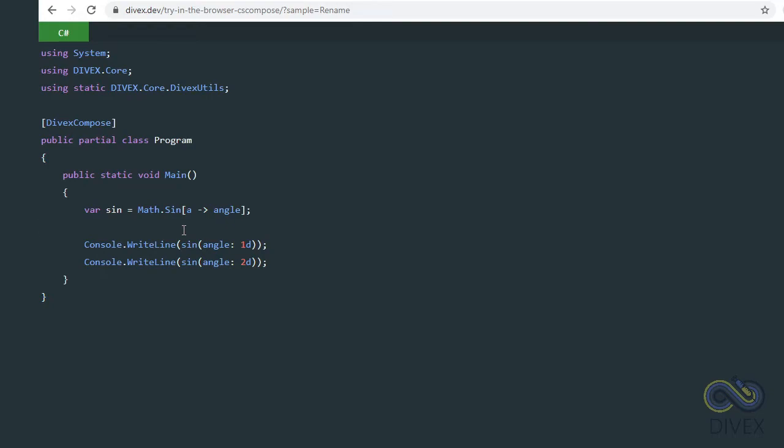Okay, so the reason renaming parameters is important in DIVEX is because DIVEX allows you to delay the specification of parameters to a later moment, right? Now take the example of this sign function here. In this sign function, the parameter a is understandable in this context, right? Because we understand this is a sign function, so a is most likely an angle, right?